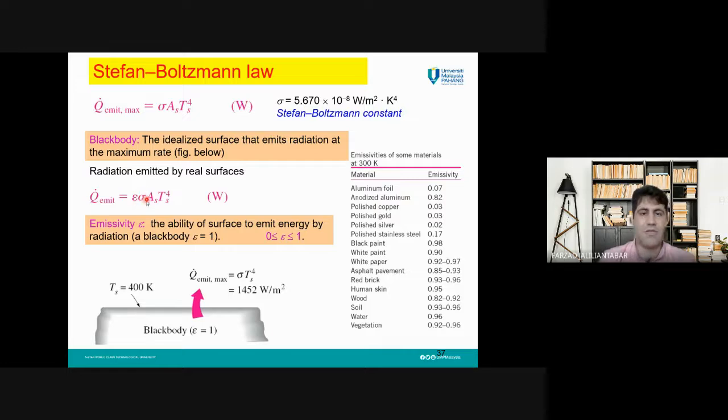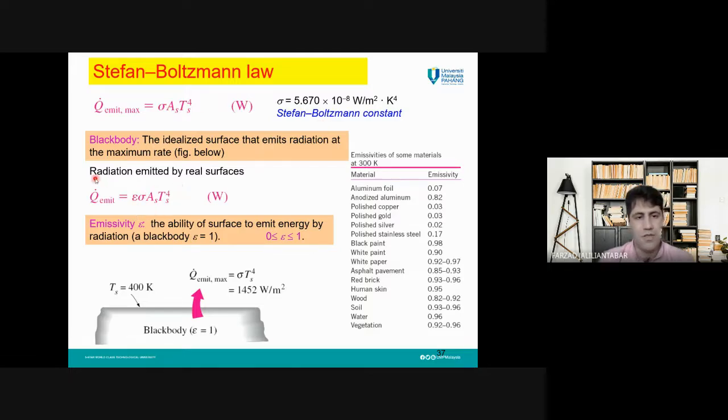What is sigma? Sigma is the Stefan Boltzmann constant. It is a constant value, which is determined by experimental works. Sigma is equal to 5.67 times 10 to the power negative 8 watt per meter squared Kelvin to the power 4. So this is the value of sigma, or the Stefan Boltzmann constant, which we need to put in this equation.